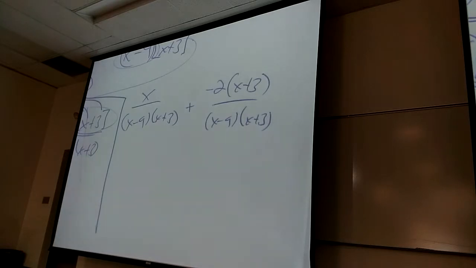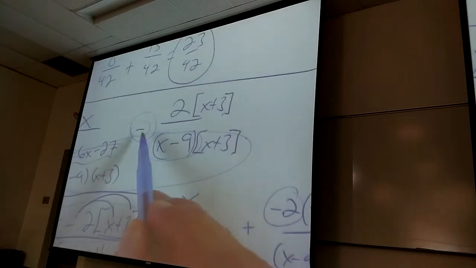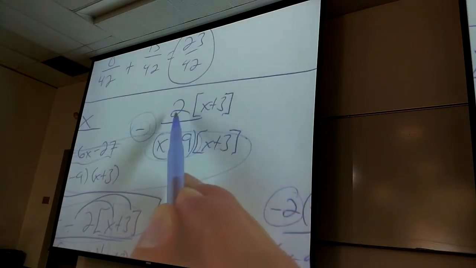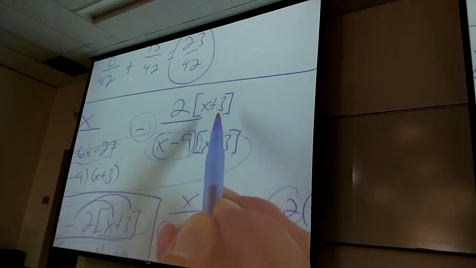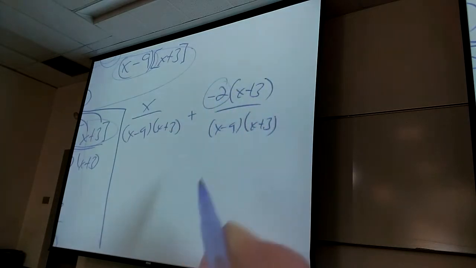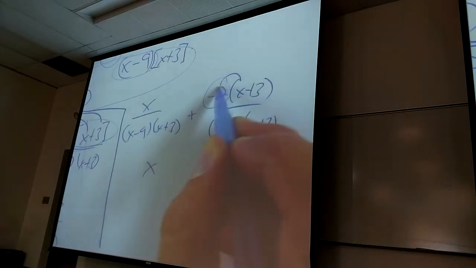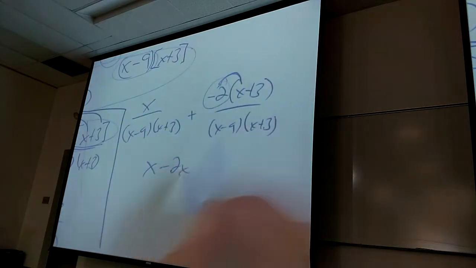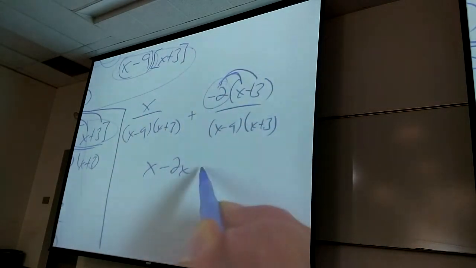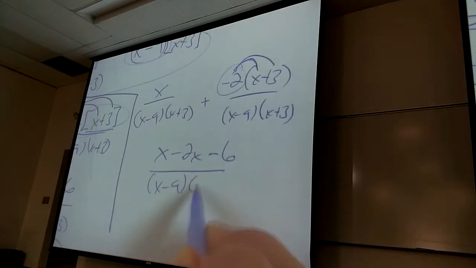Now, why is that a better way to write this? Because now you can see it is a negative 2 you are distributing. So the big mistake you can make here is to say this is minus 2x plus 6, because you just see a 2 there, right? You don't realize that the negative's got to go through both. So now what do I get when I put them together? I get negative x minus 2x minus 6, which is the same thing I got over there, all over (x minus 9)(x plus 3).